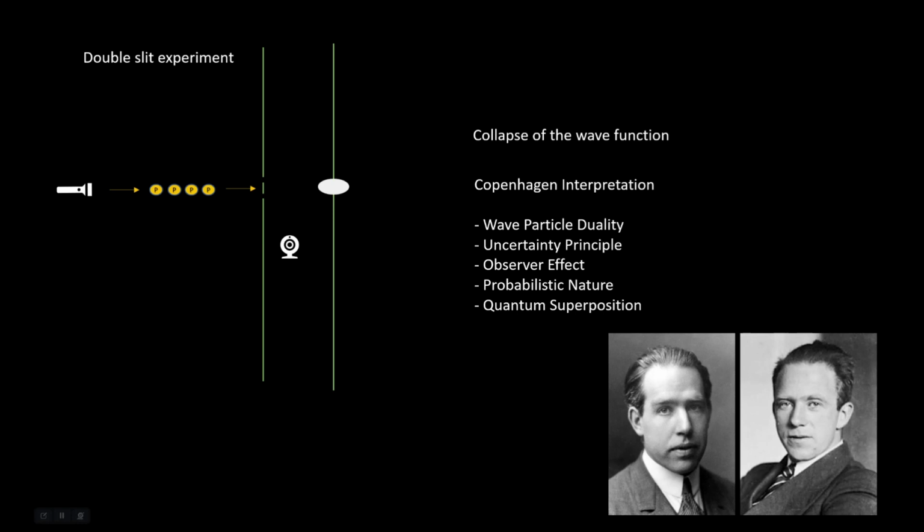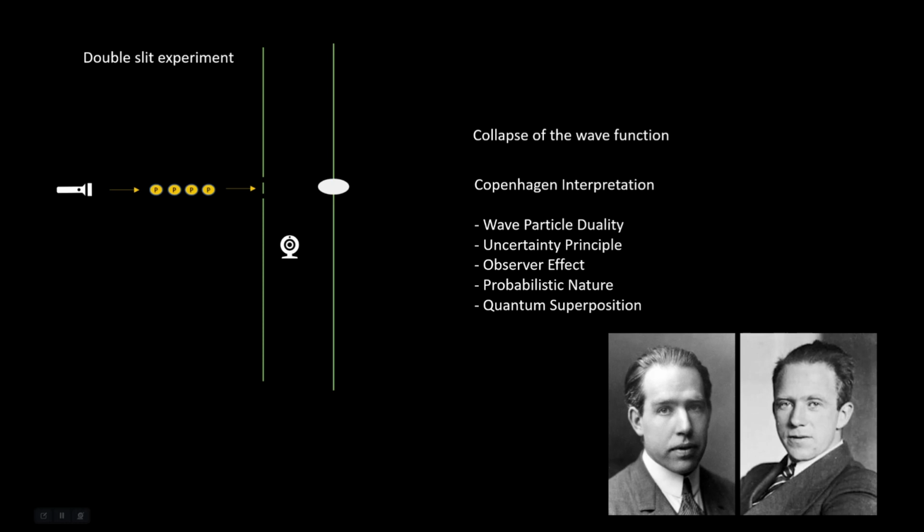The observer effect. This is basically the act of measurement or observing affects the system being observed. In the context of double slit, the act of observing which slit the particle goes through collapses the wave function and basically alters its behavior from a wave to a particle. The probabilistic nature. This is the outcome of measurements that are inherently probabilistic. Instead of predicting a definite outcome, quantum mechanics provides a probability of different outcomes.